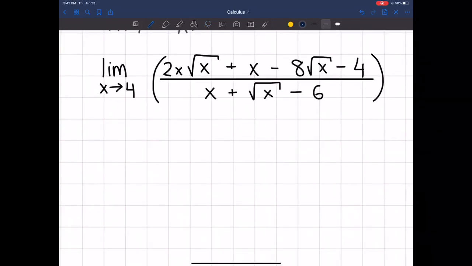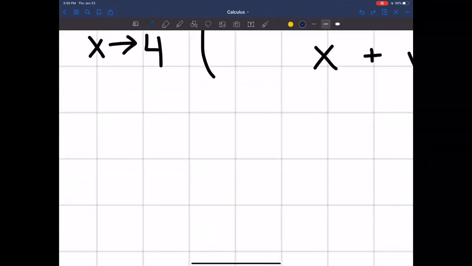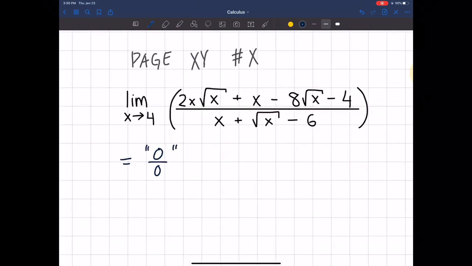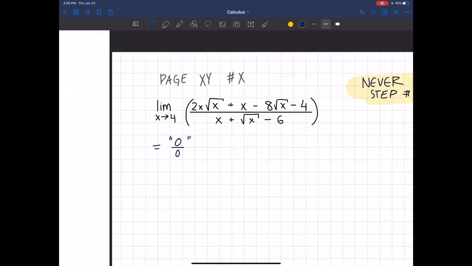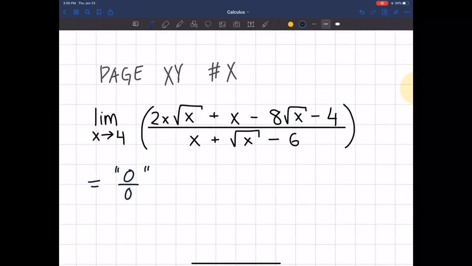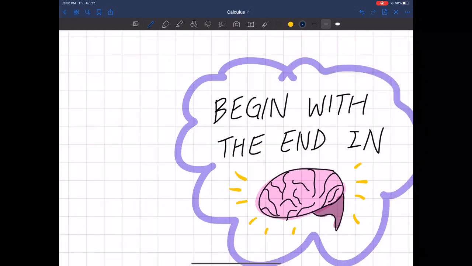So, what step number 1 is, is that you just plug in 4 for x. And so, you're going to find out that you end up getting 0 over 0. So we can't just stop there. I want you guys to have that dual mindset. And another type of mindset, which I hear you guys tell me in the hallway all the time, is to begin with the end in mind.